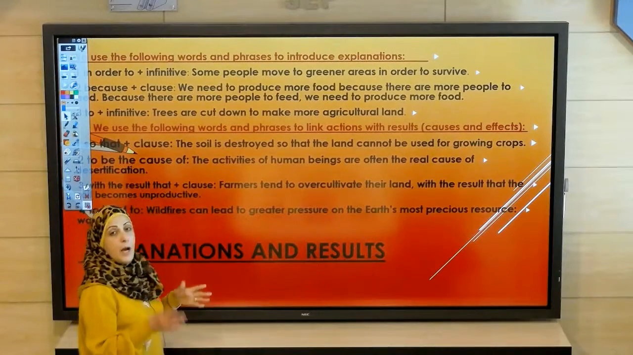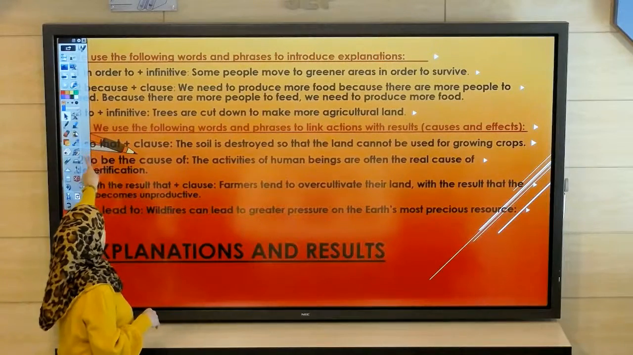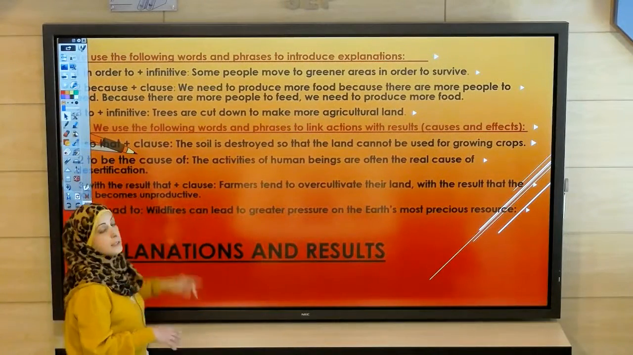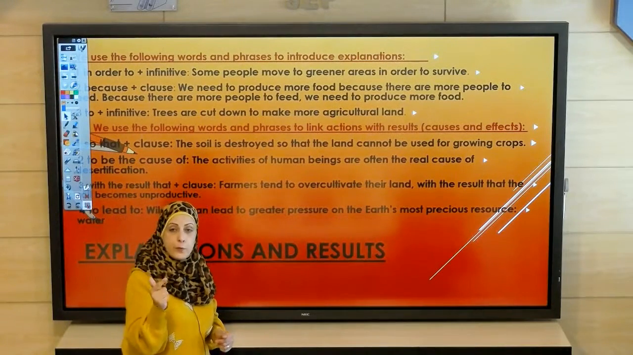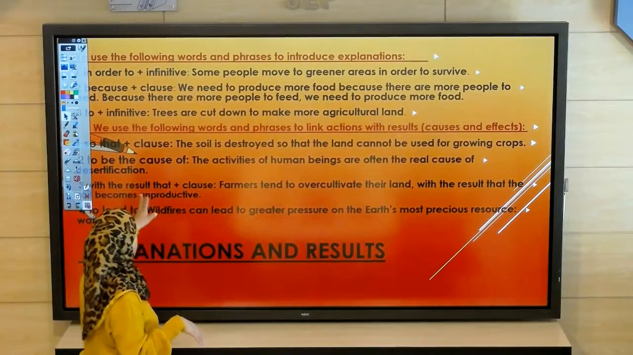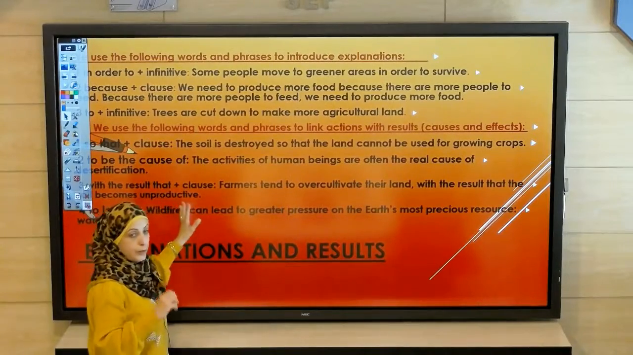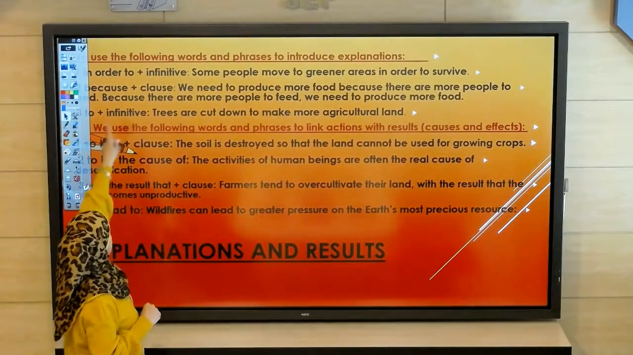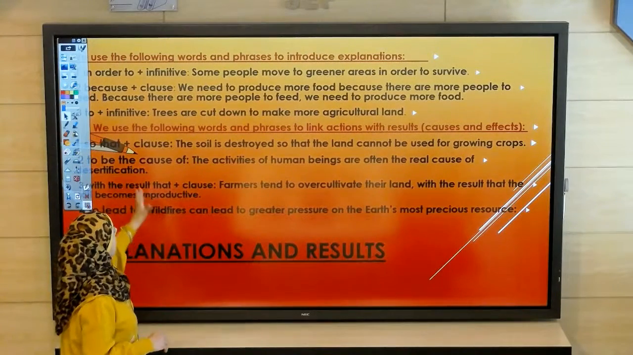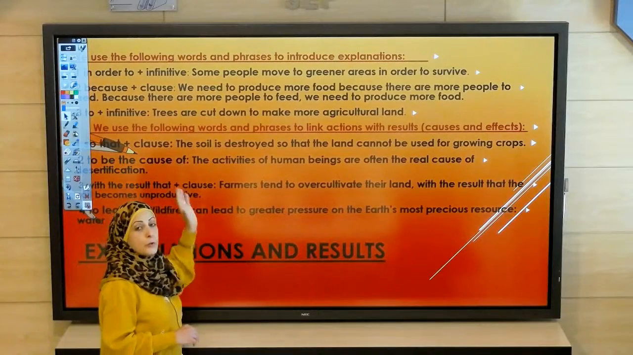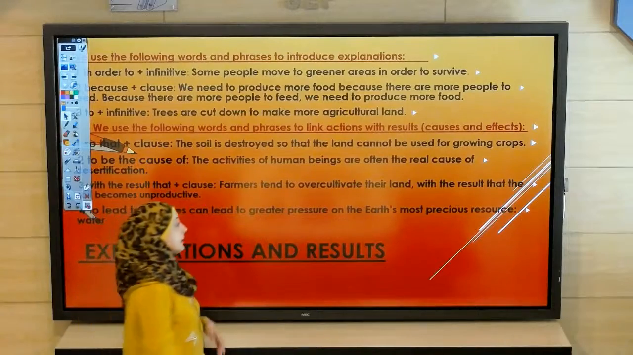So, as you can see, after because, after so that, after with the result that, we need clause. I repeat, after because, after so that, and with the result that, we should write clause. Okay, clause. Pay attention to this. And after in order to, infinitive. Is it okay? So, these words introduce explanations and results. Let's move to do tasks.